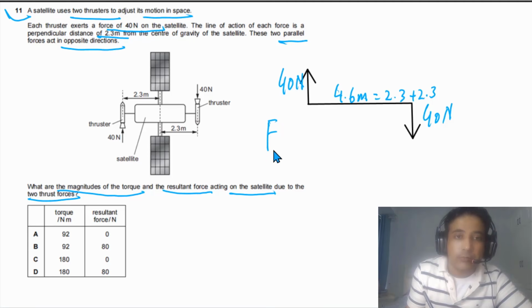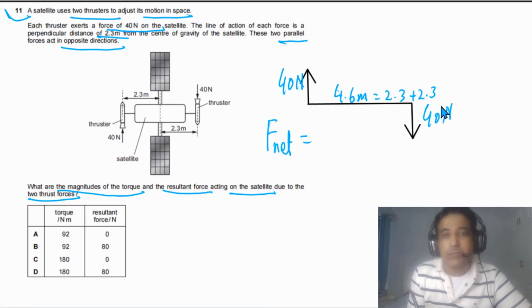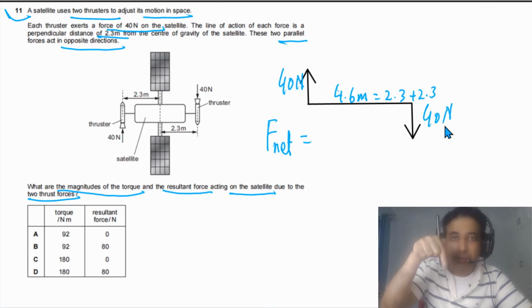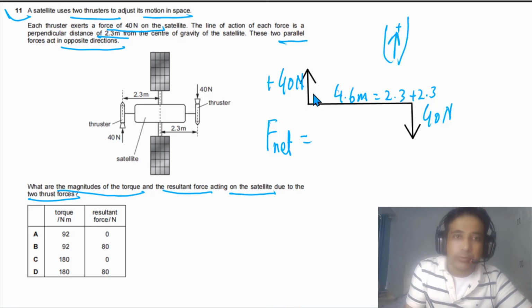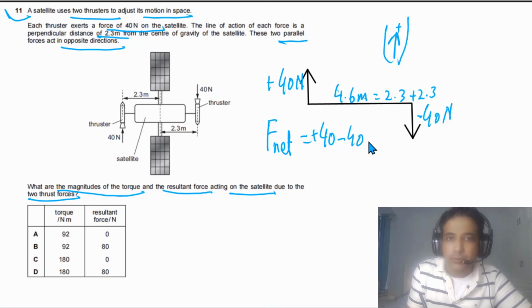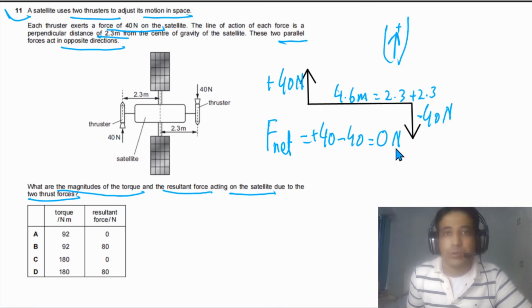So first of all, we can find out F net, meaning the resultant force. In this case, resultant force is equal to 0 because one force is vertically downwards and one is vertically upwards. So if I take up as positive, for example, this force will be positive, this force will be negative. So now simply we need to add these two forces. So we have plus 40 and we have minus 40 newtons. So the answer will be equal to 0 newtons. So the resultant force in this case is equal to 0.